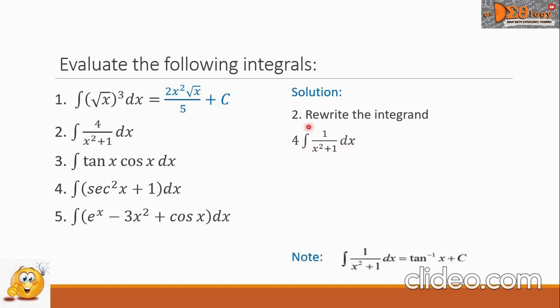We have a formula for this integral, and that is equal to the tangent inverse x plus c. So we can simplify this integral now into 4, that is the constant, times the tangent inverse of x. Then we will add plus c. This is now the final answer. Let us copy this opposite the problem number 2.